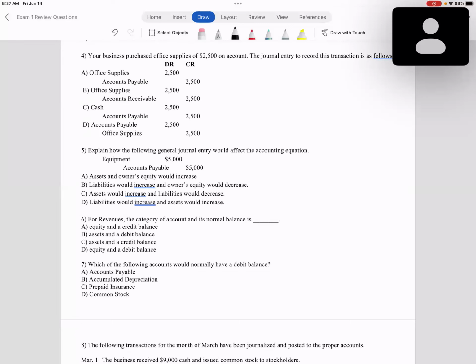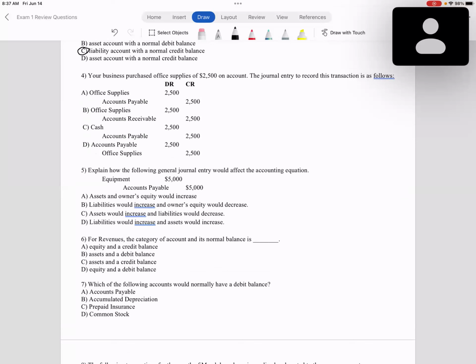Okay, your business purchase office supplies, $2,500 on account. Journal entry to record this transaction is as follows. Okay, so it doesn't ask you to analyze it, but I mean that's really what you're doing, right? So assets equals liabilities plus equity, and then you're thinking to yourself, okay, so we purchased office supplies. Office supplies are an asset, right? They have value to the business going into the future. So we purchased those things, but it says we did it on account. So that means we didn't pay for them right away. And so we have a liability, an obligation that is also going up.